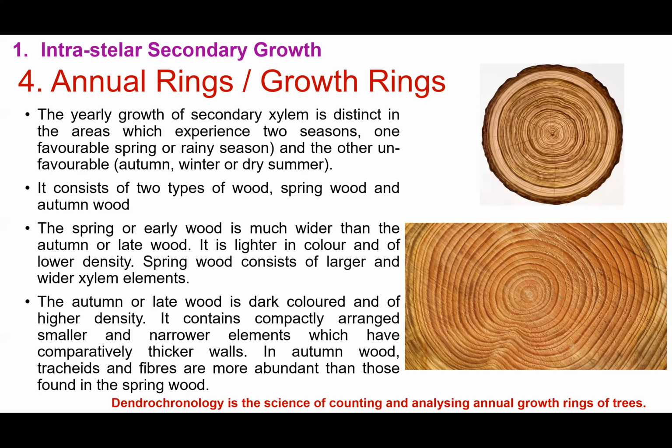The tracheids and fibers in autumn wood are more abundant. So you have more number of tracheids and fibers, but they are smaller in size and narrower in size and they have thicker walls. Okay. But spring wood consists of large and wide xylem elements. Okay. And the wood is porous and light in density and light in color.